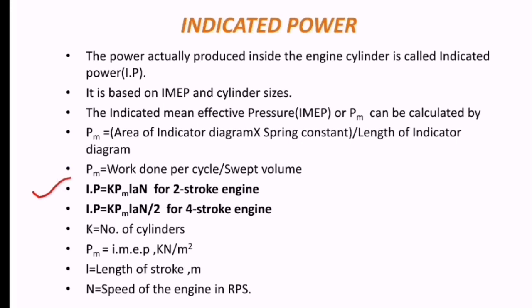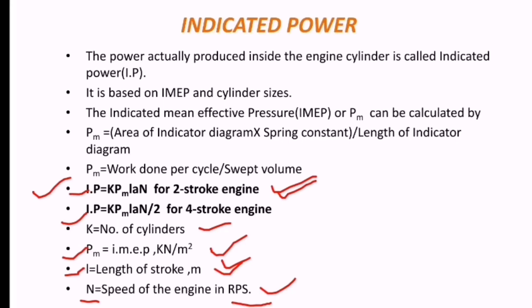Let's see the actual formula of indicated power. IP equals K PM L A N for a two-stroke engine. K is the number of cylinders, PM is the mean effective pressure, L is the length of the stroke, A is the area of the piston, and N is the speed of the engine. The units are very important. N should always be in revolutions per second, L in meters, and pressure in kilonewton per meter square. So K PM L A N for a two-stroke engine.